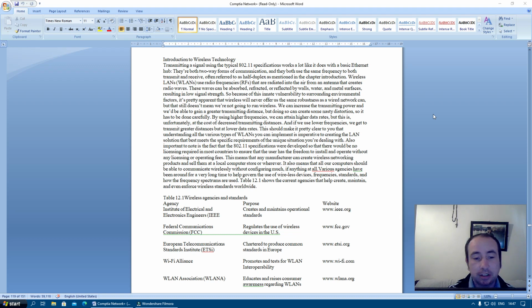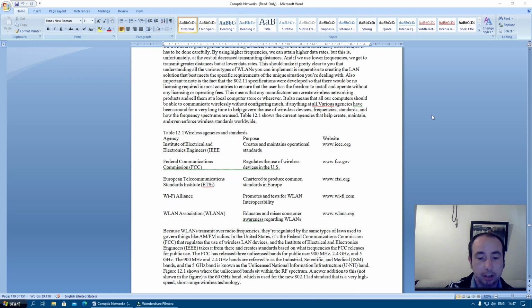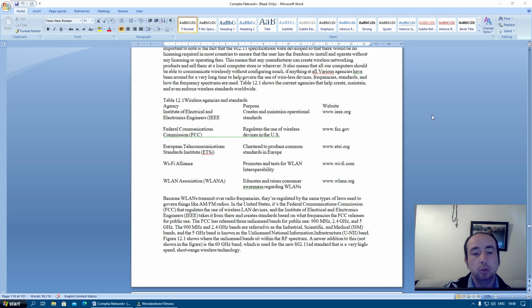Various agencies have been around for a very long time to help govern the use of wireless devices, frequencies, standards, and how the frequency spectrums are used. Table 12.1 shows the current agencies that help create, maintain, and even enforce wireless standards worldwide. Table 12.1, Wireless Agencies of Standard.